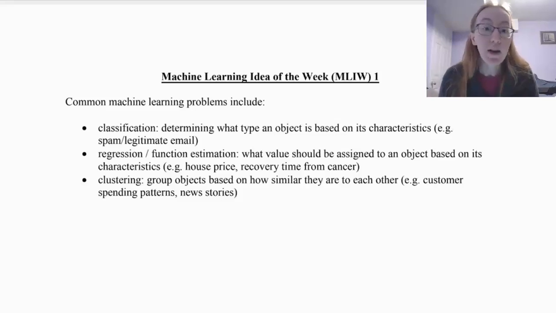Another type is regression or function estimation. And so this is kind of similar. We're taking various characteristics of the object, but then rather than assigning it to a category, we're assigning a number to it, a value. So the difference between classification and regression or function estimation is actually kind of like the difference between discrete and continuous sample spaces, if you want to think about it that way. So with regression or function estimation, we're basically taking everything we know about this object and then trying to estimate a value for it. What value should we assign to it? A great example would be the price of a house.